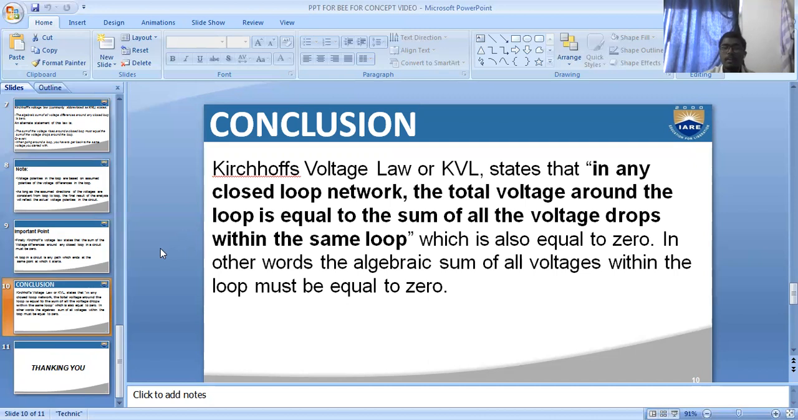I feel that everyone understands what I'm trying to say, what Kirchhoff's voltage law is and how it is used in our circuits.